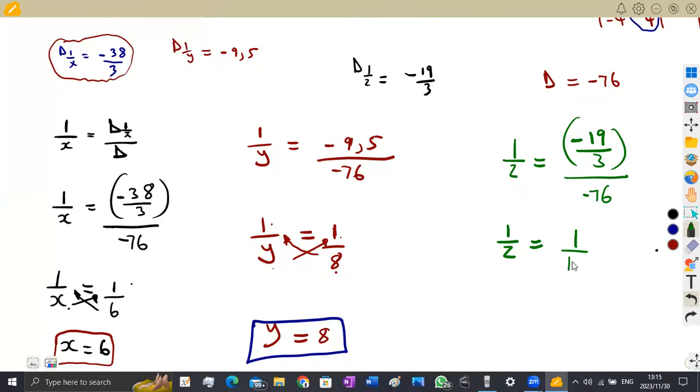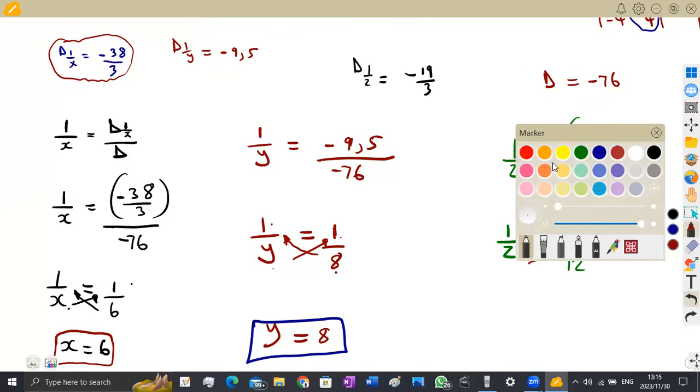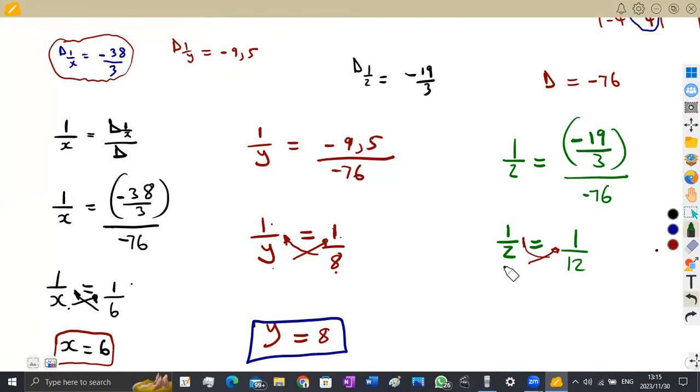So we've got 1 over 12, then we can just cross multiply to get the value of z. So z times 1 is z, equal to 1 times 12, which is 12. Meaning to say our z at the end is 12. So x was 6, y being 8, and z being 12 in that case.